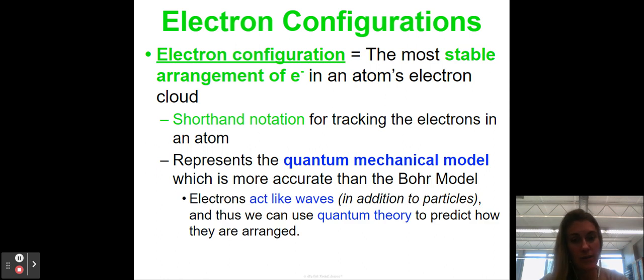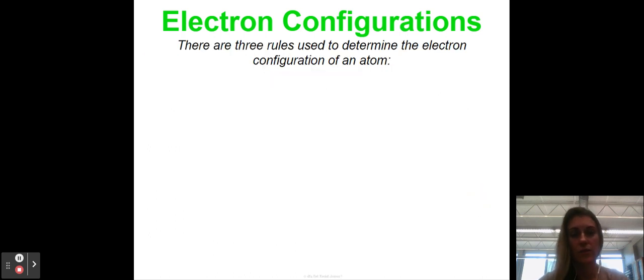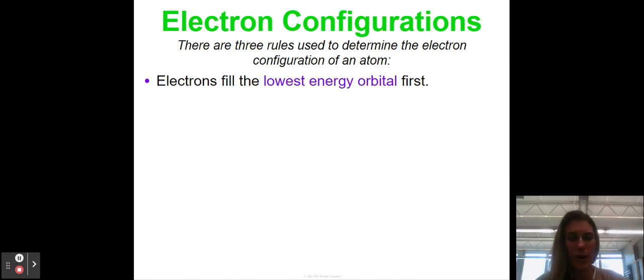Electrons can act like waves and particles, and thus we use quantum theory to predict how they are arranged. So there are 3 rules to determine the electron configuration of an atom. We do not need to know the names of these. So if you see Hund's rule, Pauli exclusion, or Aufbau principle, we're just applying them, but we don't actually need to know the names.